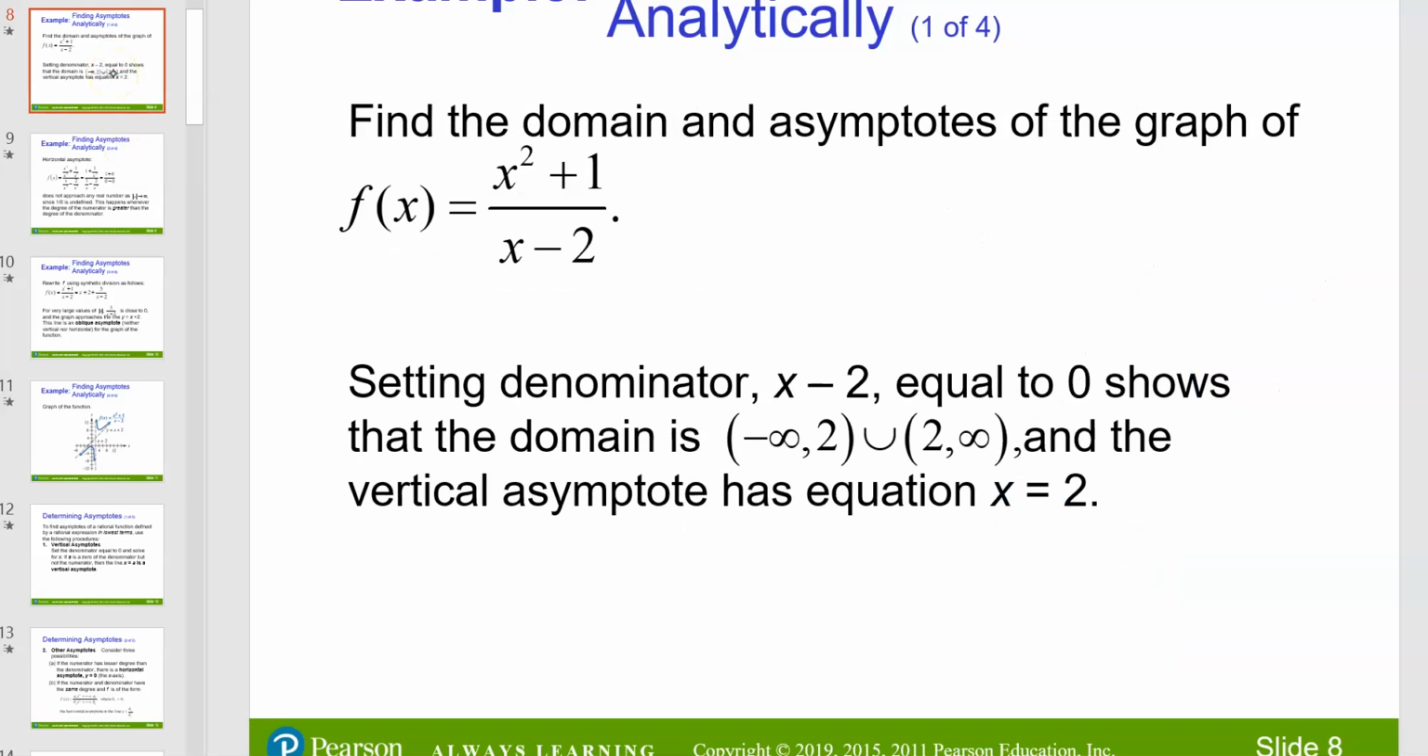Domain and asymptotes of this graph. We'll get through this one pretty quickly as well. So x squared plus 1 over x minus 2. Is it right there?